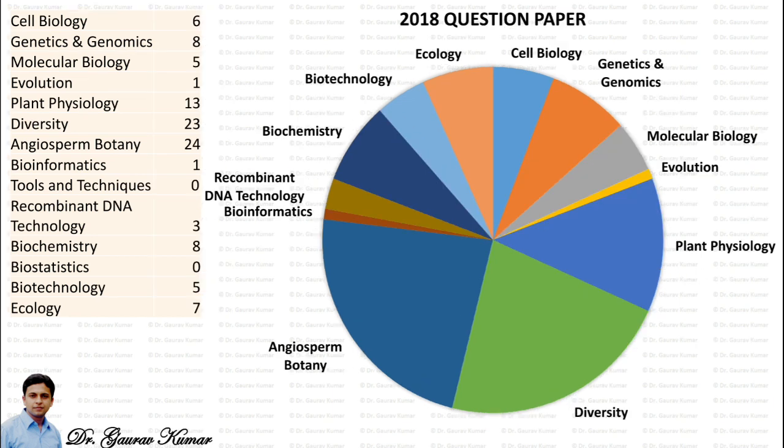In the 2018 question paper, again diversity and angiosperm were on top, but then plant physiology took charge and was in third position. Then there was almost equal contribution by biochemistry, ecology, cell biology, genetics and molecular biology, and then there were some questions from evolution and bioinformatics also.